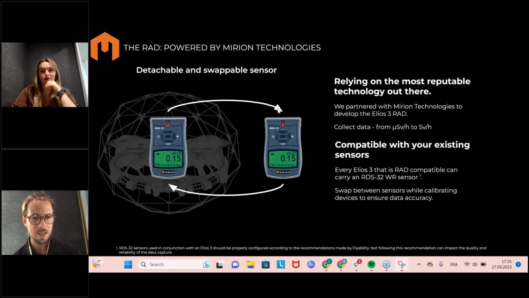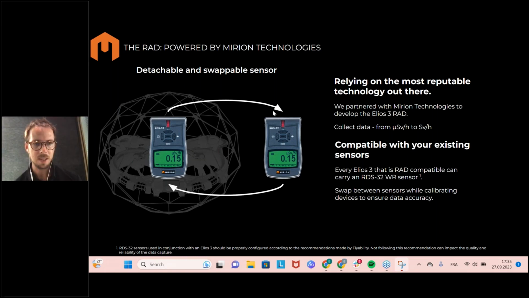As we know that having a qualified and certified sensor is really important for customers in the nuclear industry, we did little to no change on the sensor itself. So you could use the off-the-shelf RDS-32 that you have, add a little bit of configuration to be compatible with our drone. So on to the next slide.